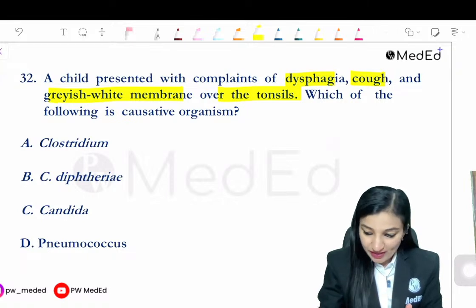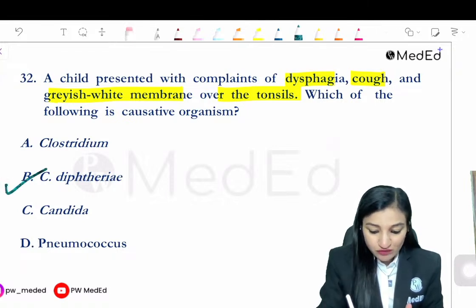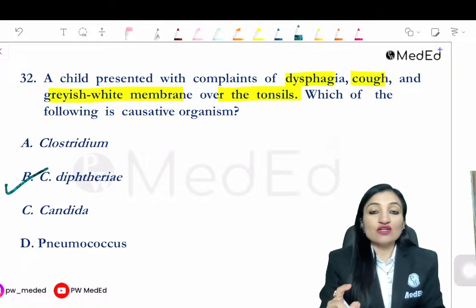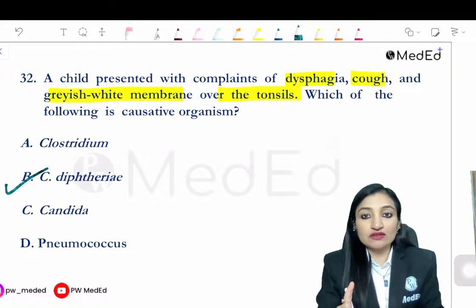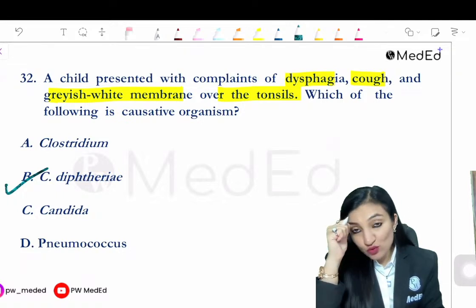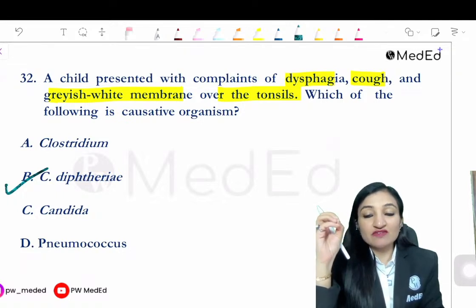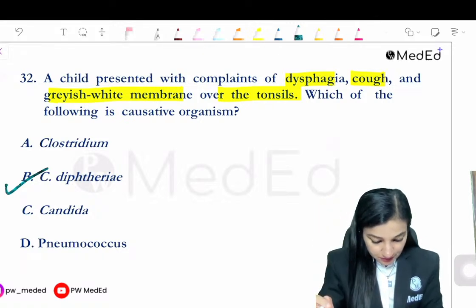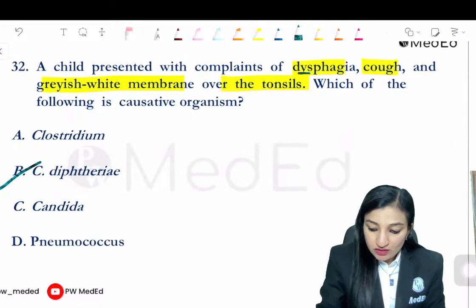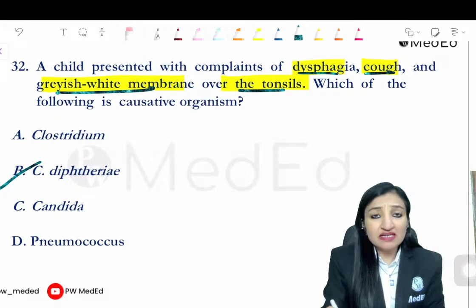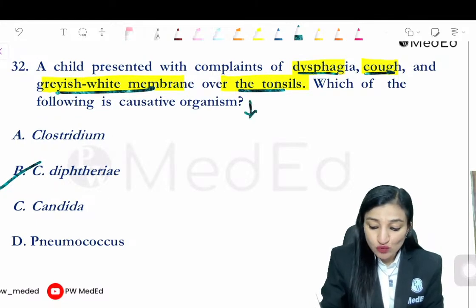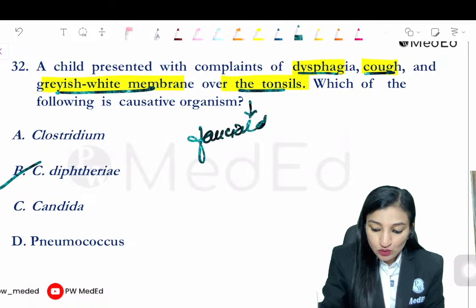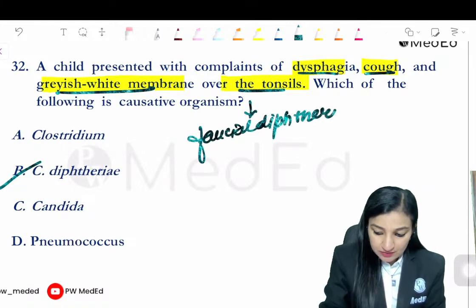Okay, very good. Guys, it is a straightforward question. As I said yesterday also, diphtheria is a favorite of examiners, especially in the FMGE exam. They love to ask about certain bacteria specifically, and diphtheria is one of them. A child presenting with dysphagia, cough, and grayish white membrane over the tonsils. Remember, yesterday I told you the most common type of diphtheria is faucial diphtheria.